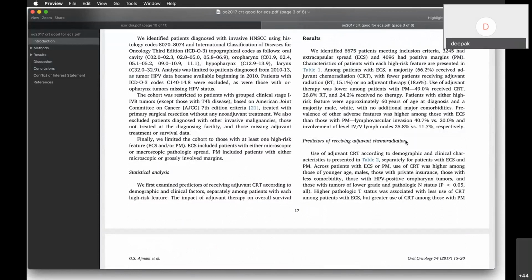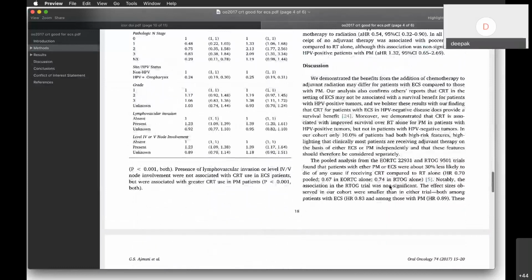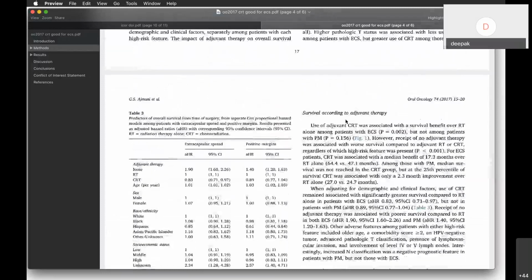The patients who had CRT were younger patients, and they had primary insurance. They were HPV positive oropharynx tumors, and those with high grade and pathological N stage. That was the group of patients which had the adjuvant chemoradiation. And if you look at the survival according to adjuvant therapy, chemoradiation was associated with a survival benefit only amongst patients with ECS, that is extracapsular spread, and the p value was significant, but not with patients who had positive margin.